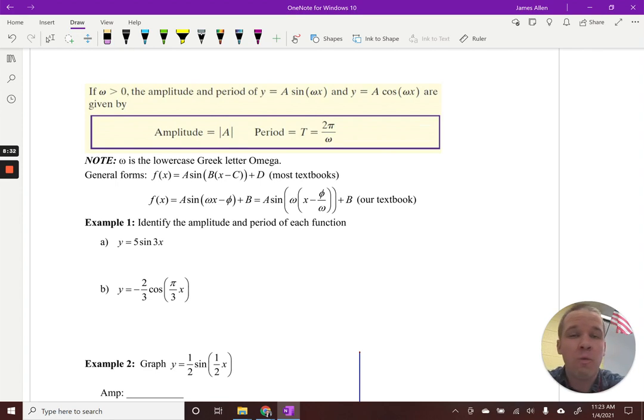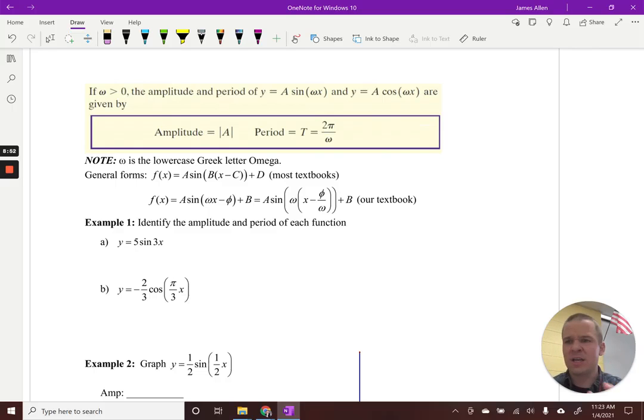The amplitude and period of y equals a sine of omega x and y equals a cosine of omega x are given by: the amplitude is the absolute value of a. Amplitude is always going to be positive. And then our period, T, is going to be 2 pi divided by omega.